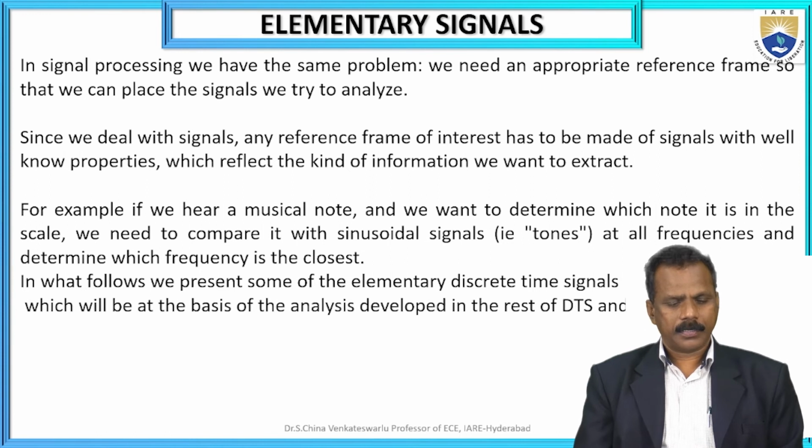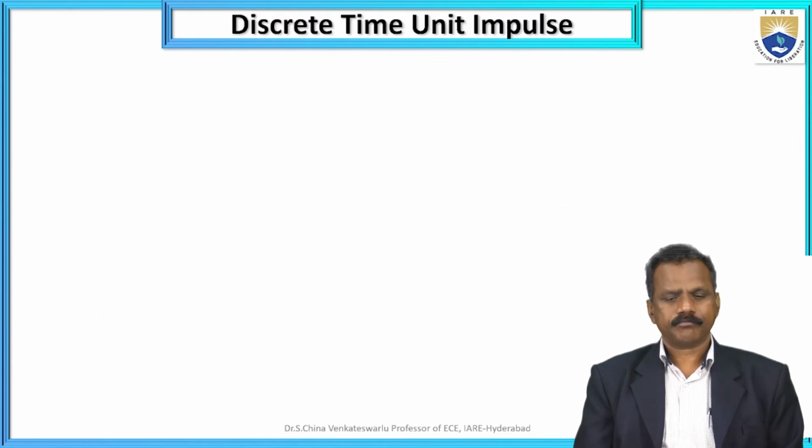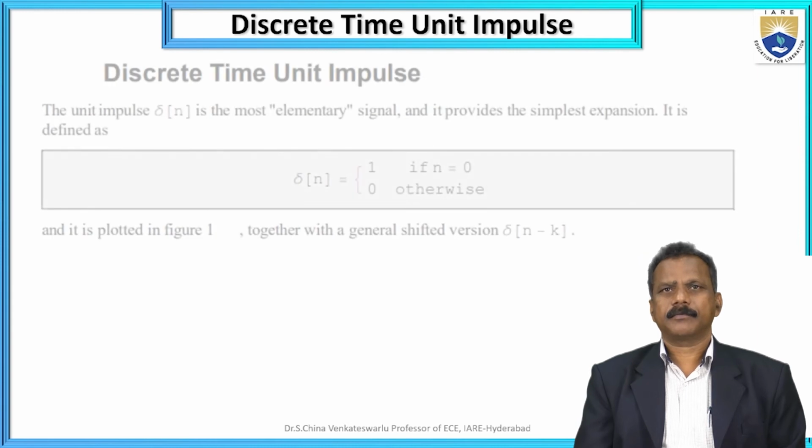So which will be at the basis of the analysis developed in the rest of DTS, discrete time signals and discrete time systems. We have to estimate the element based on these elementary signals. Now, come to the discrete time unit impulse.